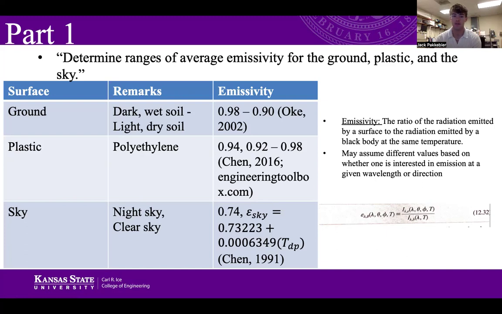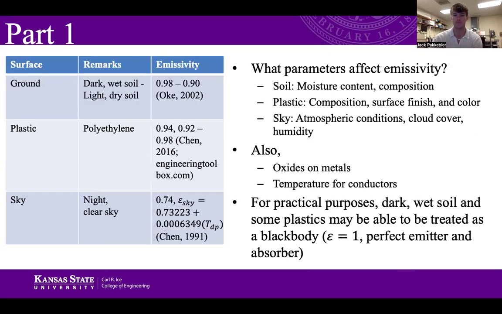So knowing this, we can talk about these emissivity values a little bit better. For plastic, I looked at the hoop house example that Dr. Derby gave to us, and I found out what the plastic they're using is. It's just a polyethylene. I found that polyethylene's emissivity is 0.94, or a range from 0.92 to 0.98. And then for the sky, at a night clear sky, I found it to have an emissivity of 0.74, or 0.73 plus a little bit more times the dew point temperature.